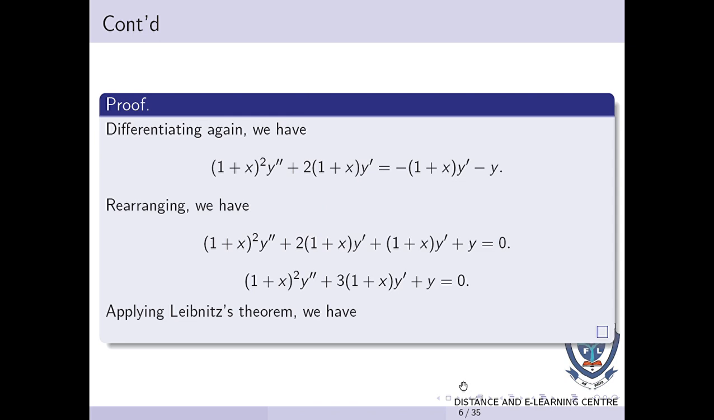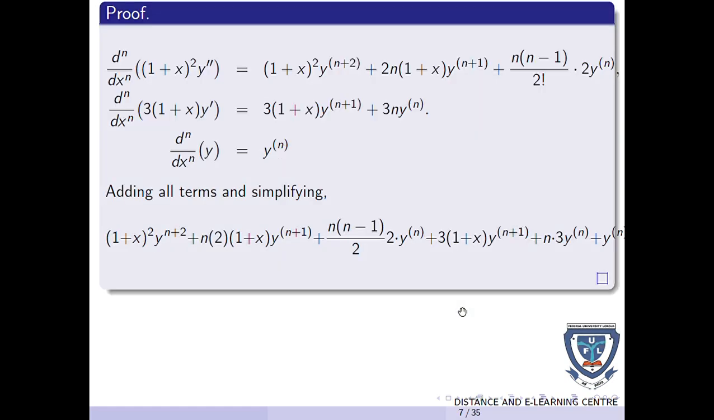Now differentiating again, that is differentiating twice now, we are going to have (1 plus x)^2 y prime prime plus 2 in bracket (1 plus x) y prime equal to minus (1 plus x) y prime minus y. Now trying to rearrange everything and equate them to 0, you're going to have that (1 plus x)^2 y prime prime plus 3 in bracket (1 plus x) y prime plus y is equal to 0. At this point, we are going to apply the Leibniz theorem for the nth time. Now, this is what you're going to get.